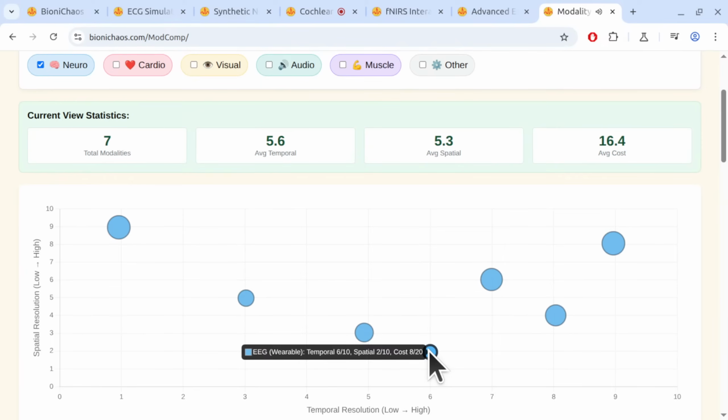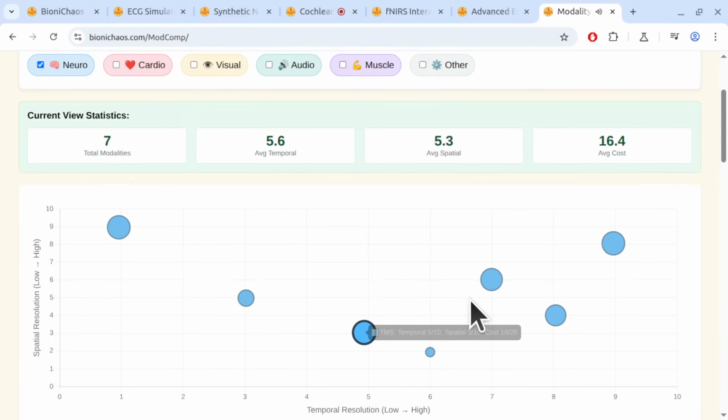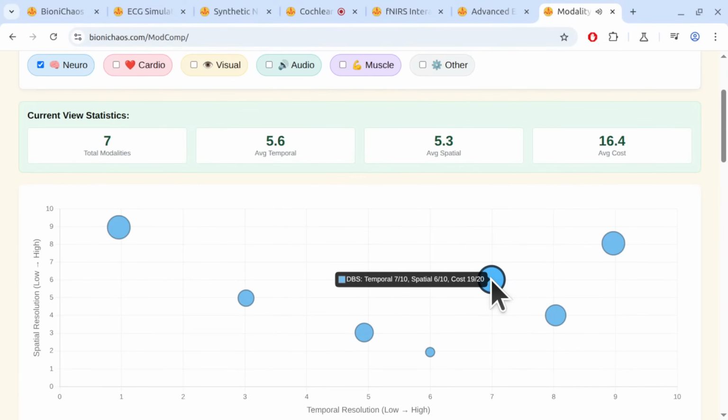And then there's this one, DBS, deep brain stimulation. 7 temporal, 6 spatial, and cost, 19 out of 20, almost maxed out. And it says clinical neuromodulation. This isn't just measuring, is it? This sounds invasive. Oh, it is.